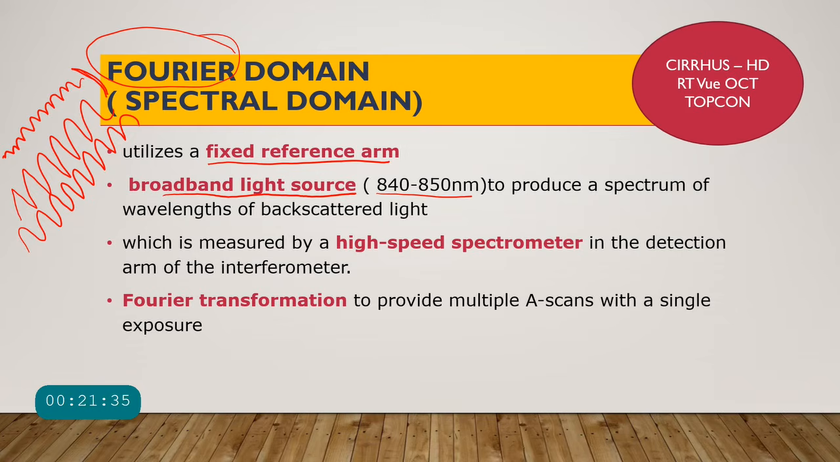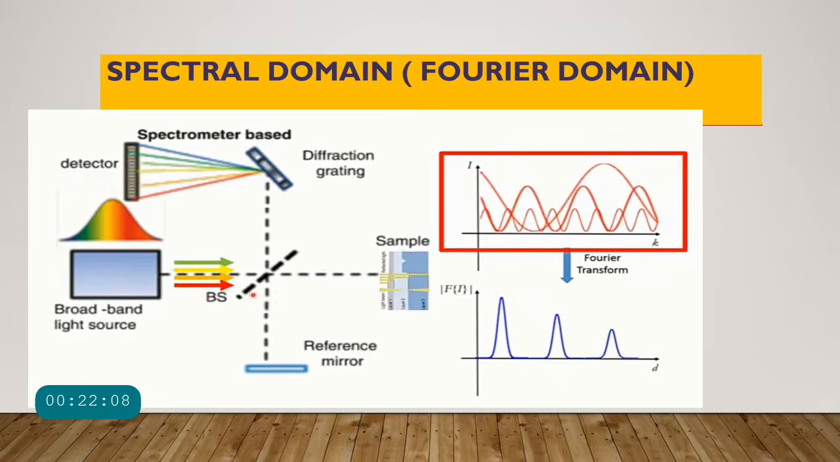And this recording is not done by a very simple photodetector as we had in time domain OCT. We have a special high-speed spectrometer which is going to detect all this interference which is happening simultaneously because of projection of multiple waves from the broadband light source. And all these backscattered wavelengths are then going to undergo Fourier's transformation in order to provide multiple A scans with single exposure. Okay, so let me explain it to you in detail.